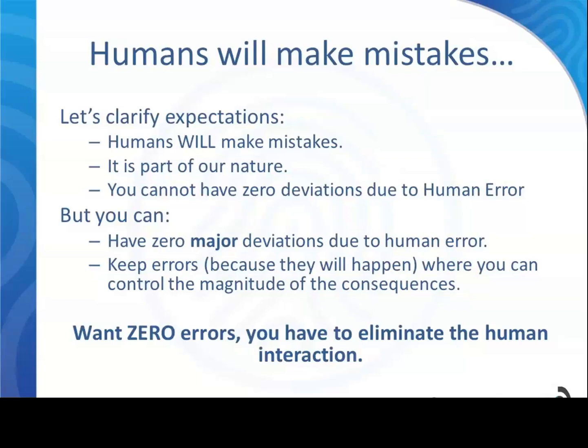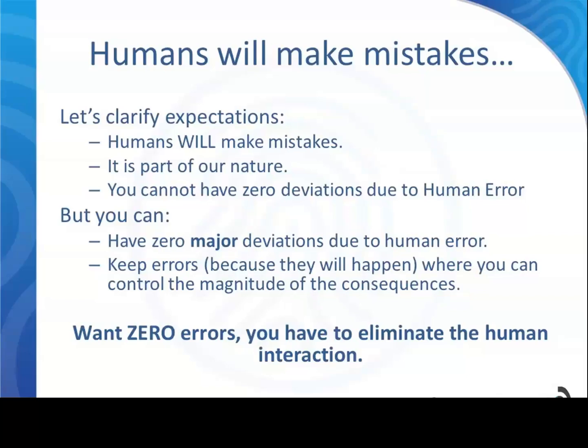But what we can do is have zero major deviations due to human error, because I'm going to try to keep them where we can still control the magnitude of the consequences. And this is something that I've never understood from the organization. Why is it that we don't put barriers of defense, just like we do with safety, with near misses? We are actually saying, I don't want to know unless there is an impact. And that's why we can't.